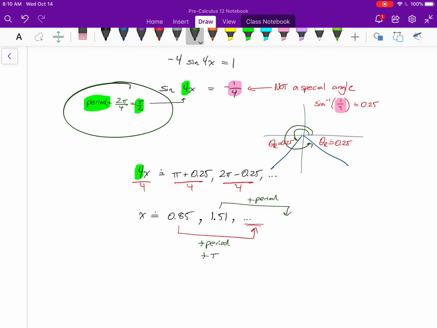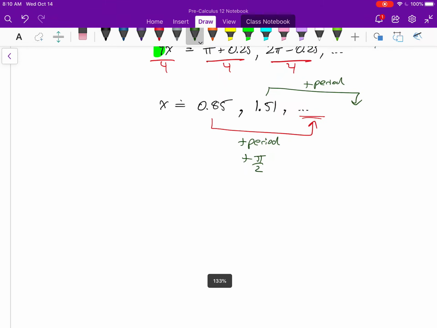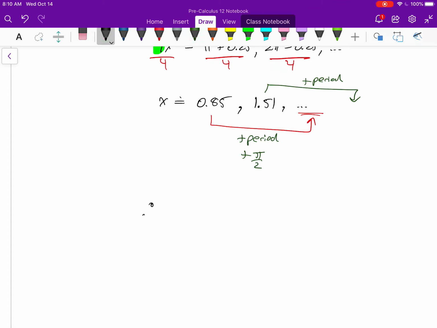So I want to add pi over 2 or subtract pi over 2 from these 2 solutions any number of times. And so at this point, I can now write my answer. I can say, therefore, x approximately equals 0.85 plus any multiple of pi over 2, as well as 1.51 plus any multiple of pi over 2, where n belongs to the integers.